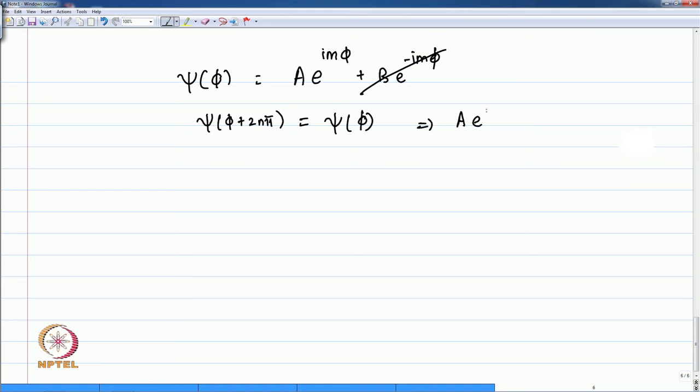Therefore, you remember A e to the Im phi should also be equal to A e to the Im (phi plus 2n pi). Therefore, what is this? A exponential Im phi times exponential 2n m I pi. Okay. Sorry, there's no A. There's no A. A is already there. Okay.